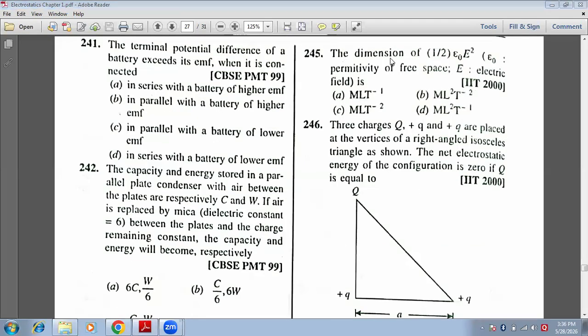The dimensions of half epsilon naught E squared, where epsilon naught is permittivity of free space and E is electric field, are: option A, MLT^−1; option B, ML^2T^−2; option C, MLT^−2; option D, ML^2T^−1. Correct answer: option C, MLT^−2.